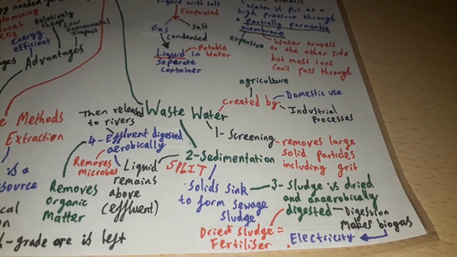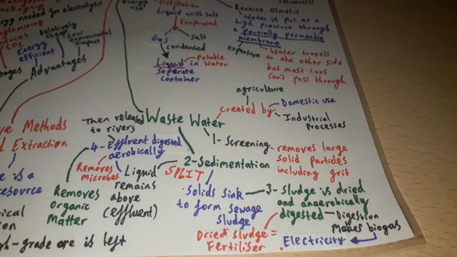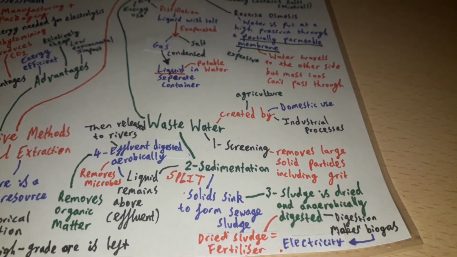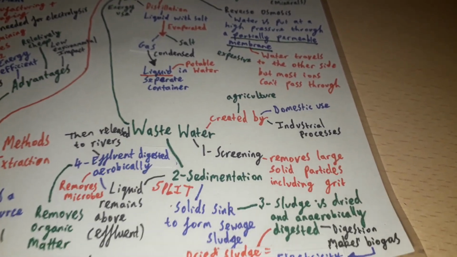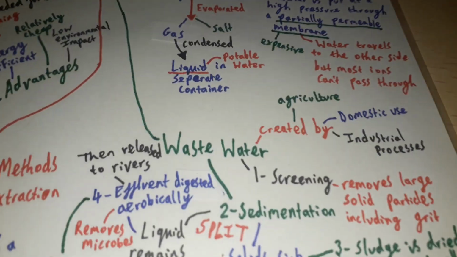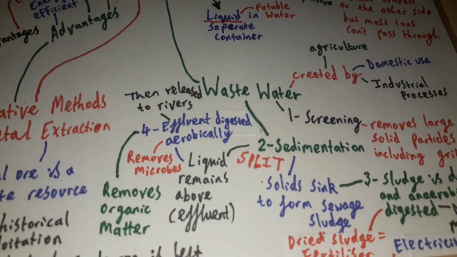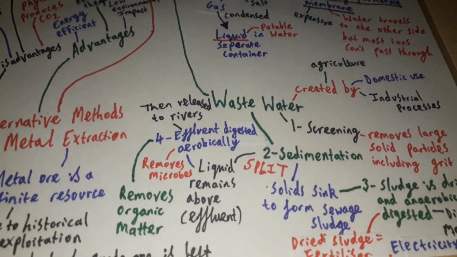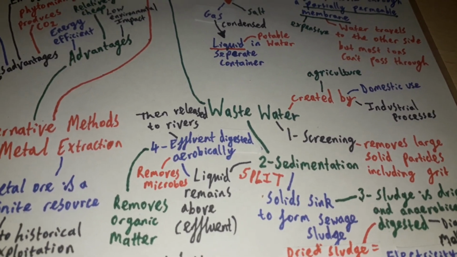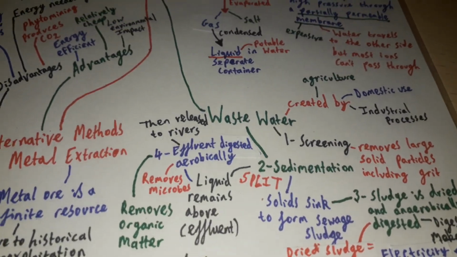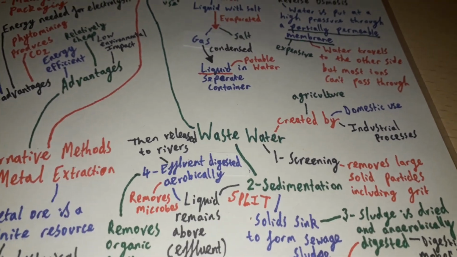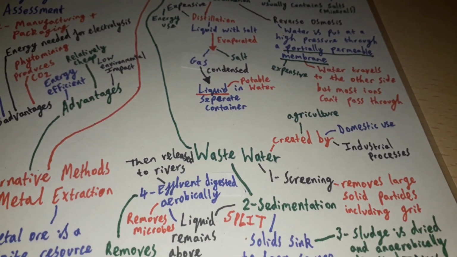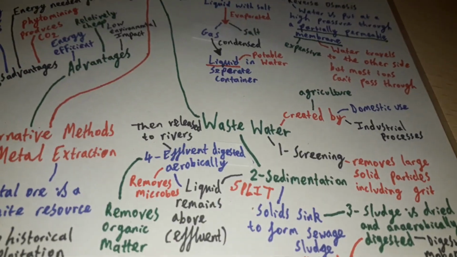And also the dried sludge can be used to make fertilizer, meaning that these waste products actually have a purpose and can be useful. So next, what happens to the liquid effluent? The effluent is digested aerobically, which removes the microbes and organic matter, meaning that it's turned this liquid into something that could be considered fresh water, and then it can be re-released into the rivers.